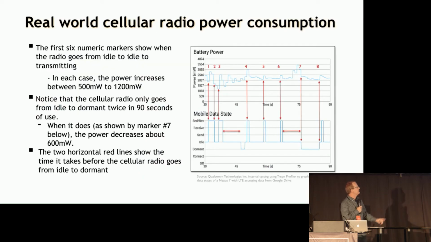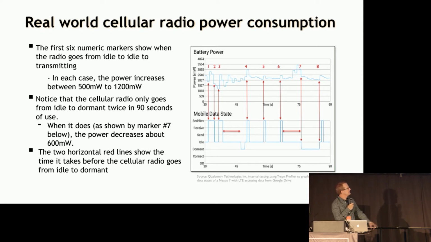Really helpful app. This is a screen view from Trepn. It also shows you mobile data states. So you can see the top is the power level, and the bottom is the data state. So there's actually 6 different data states: off, connect, dormant, idle, send, and receive, and then a combination of send and receive. So the first 6 markers, the red markers at the top, show when the radio goes from idle to transmitting. In each case, the power increases between 500 milliwatts and 1.2 watts.